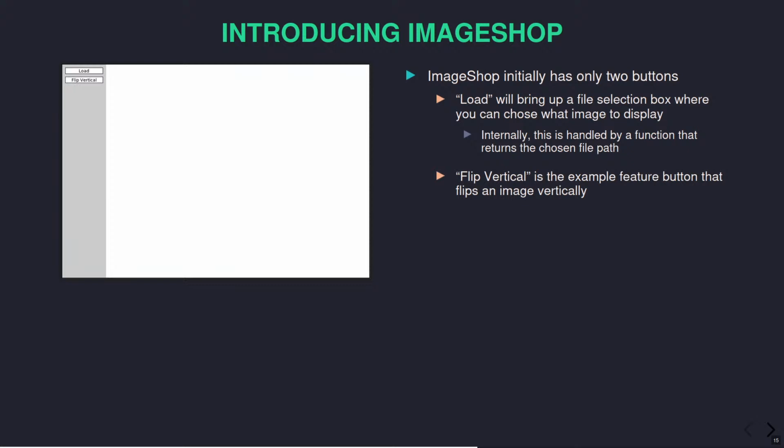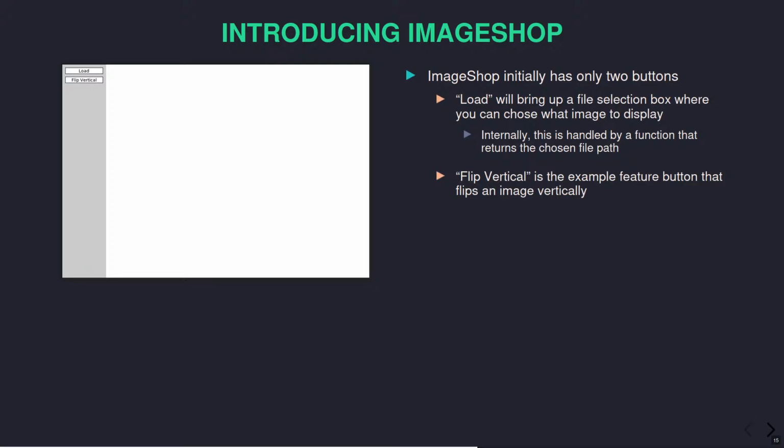Imageshop initially only has 2 buttons. Okay, so remember Wordle? When you downloaded Wordle and popped it up, there was a bunch of stuff there. And then in Breakout, you downloaded it, popped it up, and there was no stuff there, right? You had to put all the stuff there. Imageshop is smack dab in the middle of how much stuff there is there.